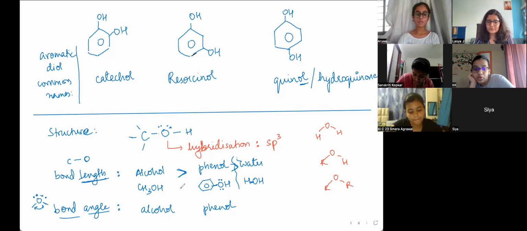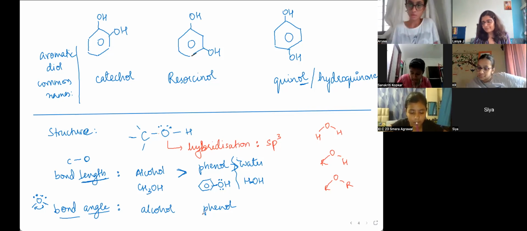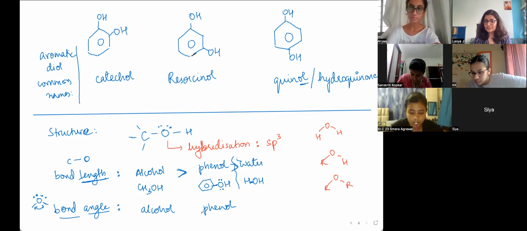But why is water lesser than phenol? Compare bond length, what does it mean? How do you measure bond length? The distance between the nuclei. Right. If you compare the distance between carbon nucleus and oxygen nucleus versus hydrogen nucleus and oxygen nucleus, which distance will be smaller? Hydrogen is small by default, so that's why it's at the end. Now bond angle. If you compare alcohol versus phenol, what will be the nature of the bond angle?